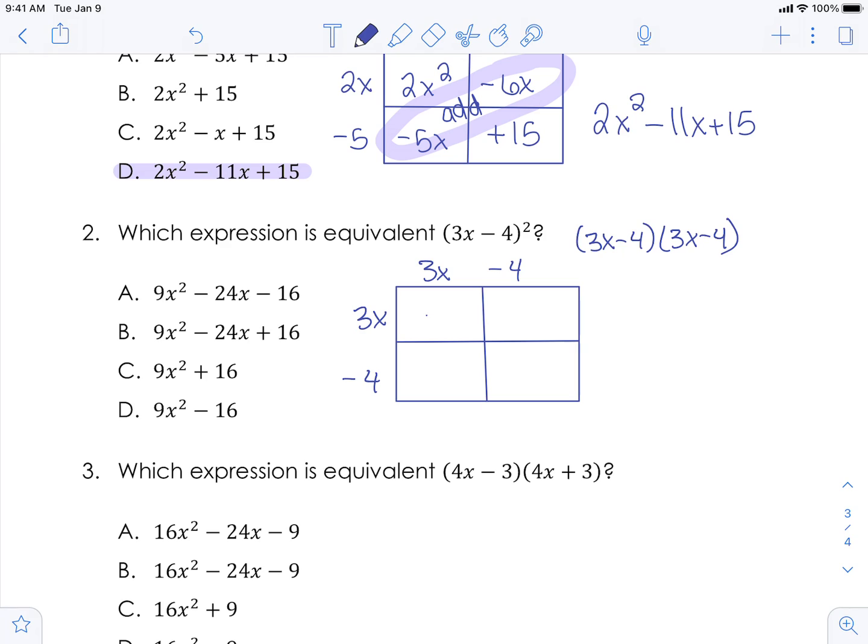3x times 3x is 9x squared. 3x times -4 is a -12x. -4 times 3x is a -12x, and -4 times -4 is a positive 16. So I have like terms, and again, I'm going to add them, which gives me 9x squared minus 24x plus 16, which is answer choice B.